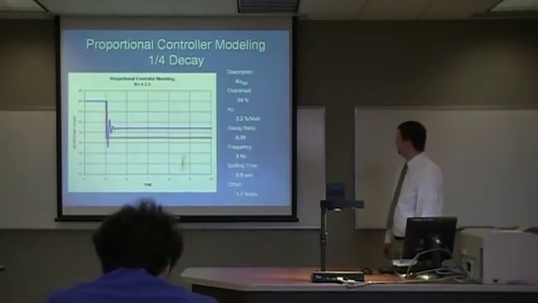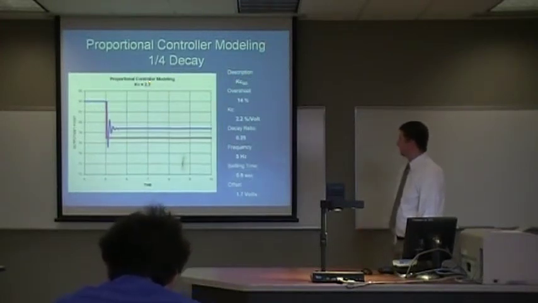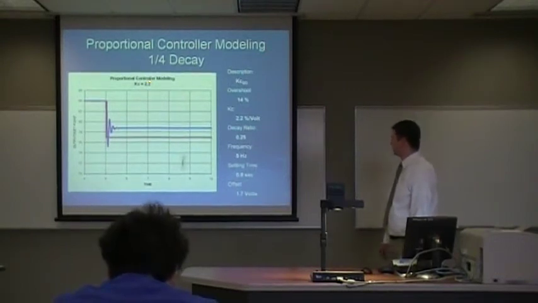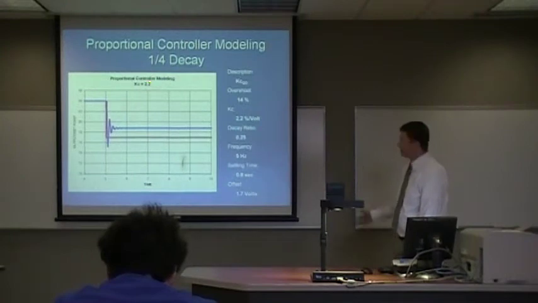Quarter decay. Overshot about 14%. Decay ratio 0.25, frequency 5 hertz. Settling time 0.8 seconds, and the offset 1.7 volts. Kc was 2.2.